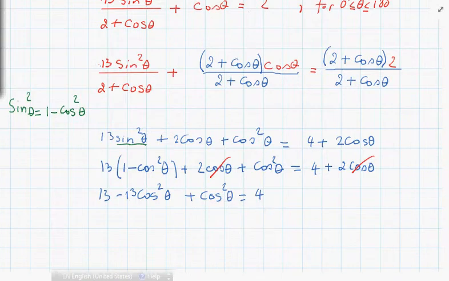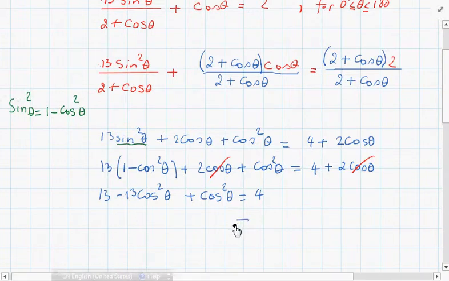Now I will pass 13 to the other side, right? This side will be equal to minus 9, and here I'm going to add minus 13 cosine to the power 2 plus cosine to the power 2. This is going to give me minus 12 cosine to the power 2 theta.